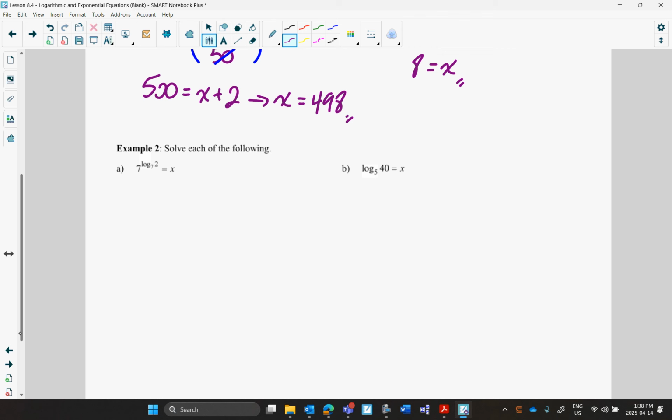Well, we change it to log form. See what it looks like. What would this look like in log form? Log base 7 of x equals log base 7 of 2. Right? This becomes the base of the log. This becomes the argument. This is what the log equals. So log equals log. What's x? 2.